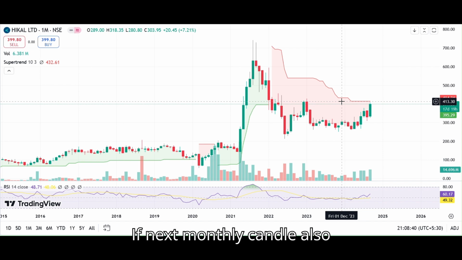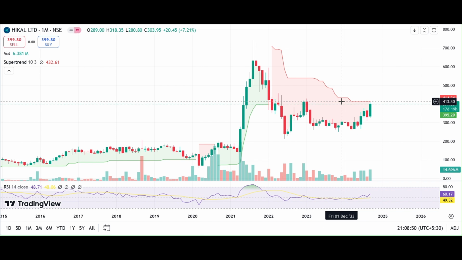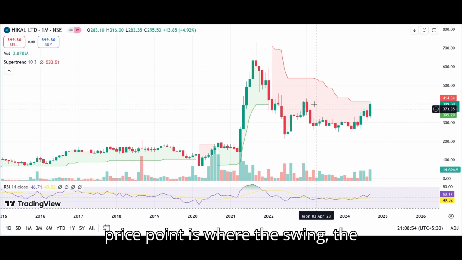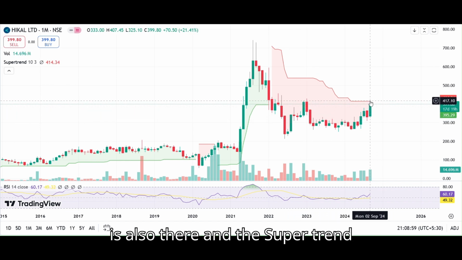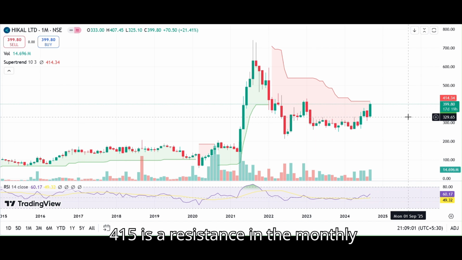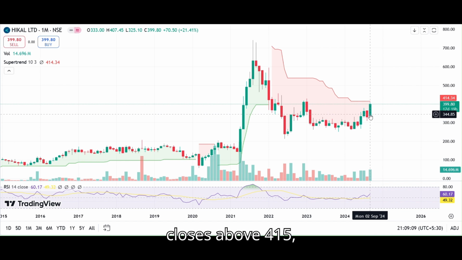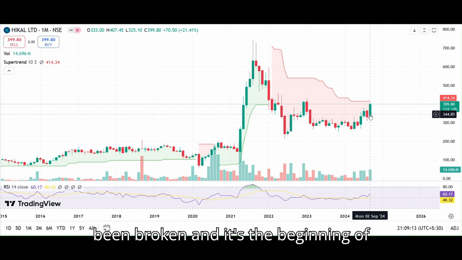If the next monthly candle also closes above the price point of 415, then it would confirm the uptrend in the monthly time frame as well. So the same price point is where the previous swing high in the monthly chart is also there, and the super trend indicator also shows that 415 is a resistance in the monthly chart. And if the monthly candlestick closes above 415, it would signal that the resistance has been broken and it's the beginning of an uptrend.